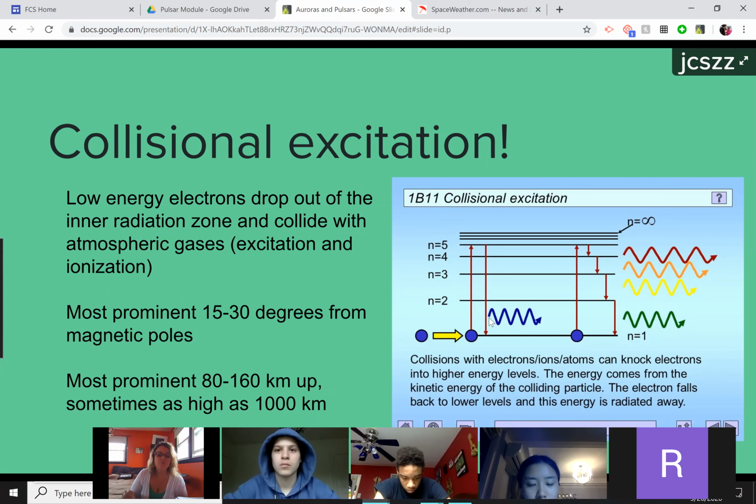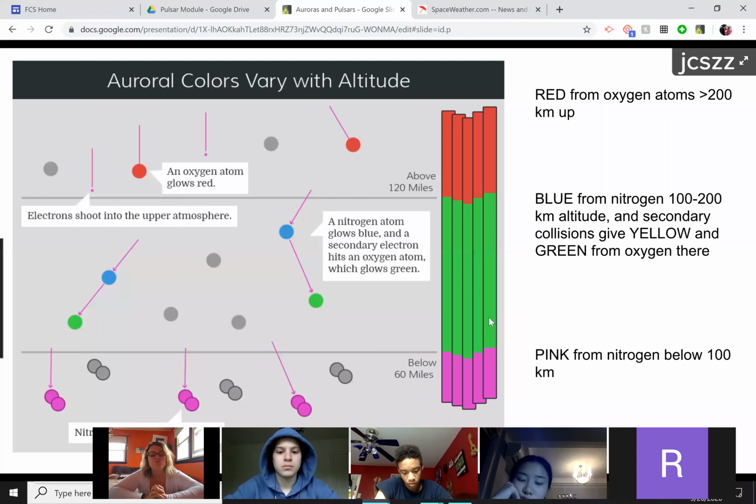And where is it coming from? Well, it's most prominent 15 to 30 degrees from the magnetic poles, because if you think about how those lines are coming in, that makes sense. And it's most prominent from certain elevations in the atmosphere based on the atmospheric density and how those electrons and protons are getting through. So they're clearly not making it to the ground most of the time because they're bumping into stuff. So sometimes we see activity as high up as 1,000 kilometers, but most of the time it's 80 to 160 kilometers up. So I like this next slide because it shows you how the auroral colors vary with altitude.